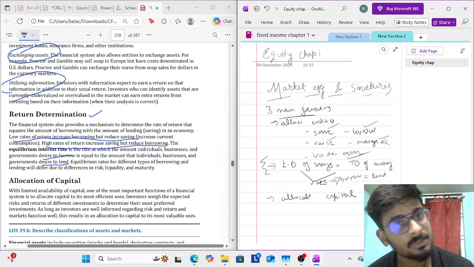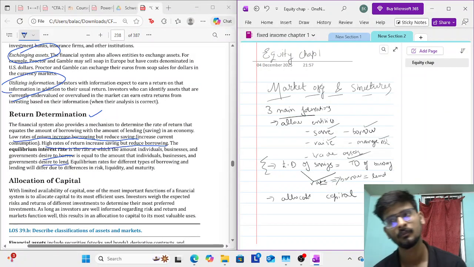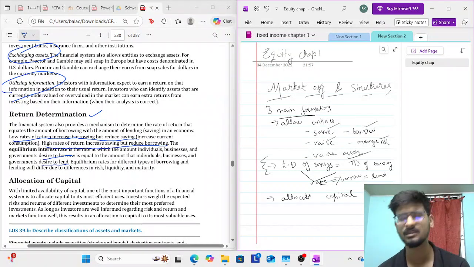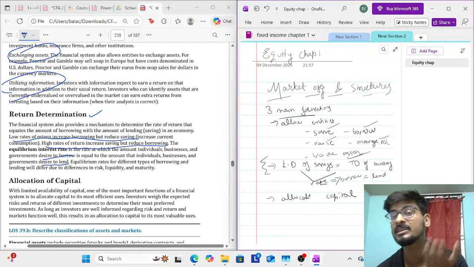Banks are providing at 6%. Okay, I am willing to take it at 6%. Okay. Banks are giving at 10%. I don't agree. This is high. So I will save more, borrow less. So there is a disequilibrium.